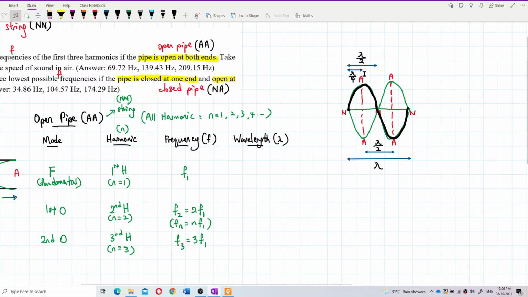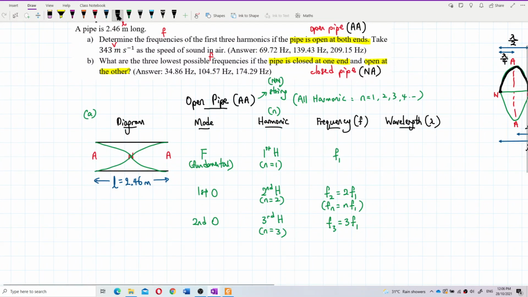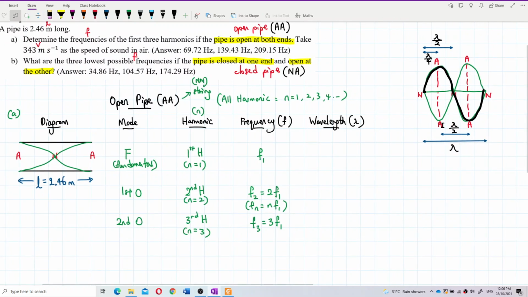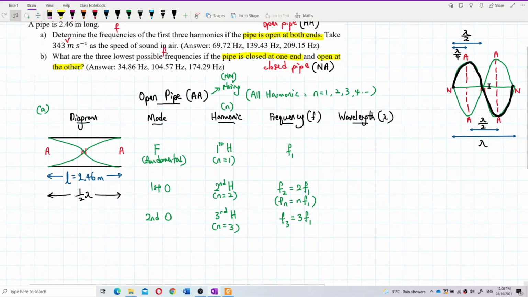Remember, from node to node is half wavelength. From antinode to antinode is also half wavelength. From node to antinode is 1/4 wavelength. So this one is from antinode to antinode, and it is actually half wavelength. Or we can say from antinode to node is 1/4 wavelength, and then from node to antinode, also 1/4 wavelength. So 1/4 plus 1/4 is actually half wavelength.